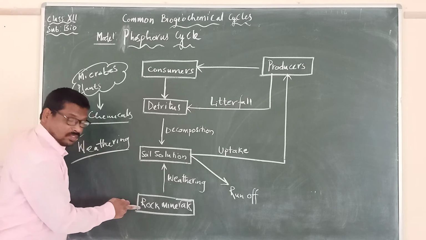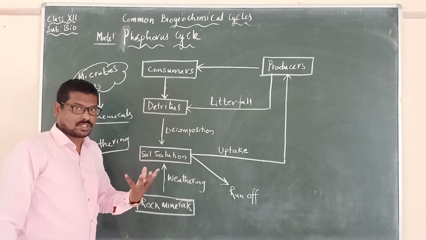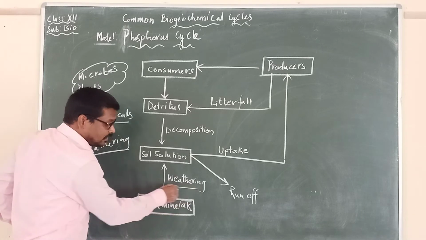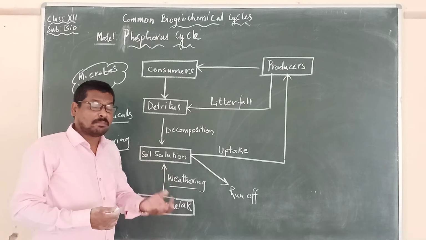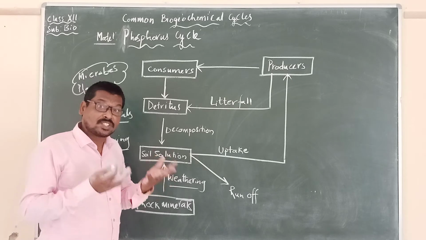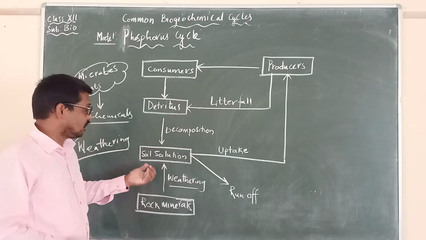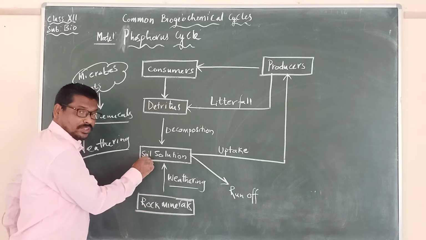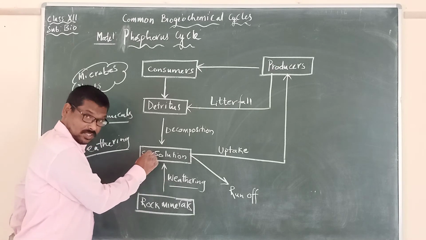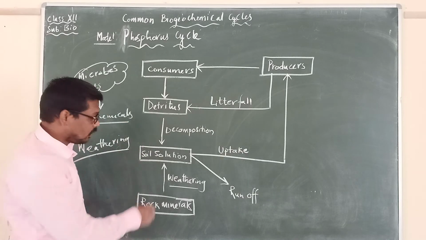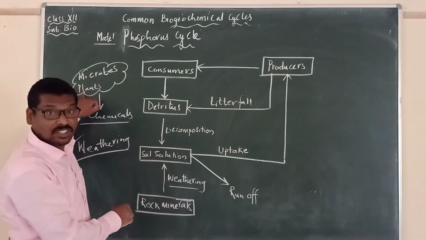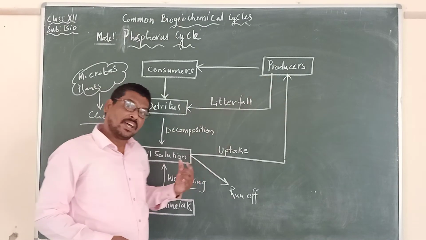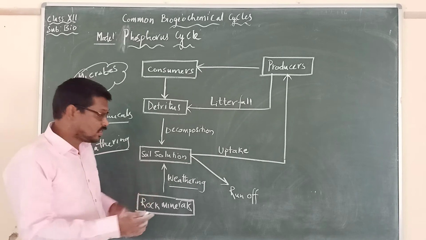Now the rock minerals, meaning rocks which are rich in phosphorus, undergo a process called weathering. Because of weathering, the major component that is formed is the soil, which is now rich in phosphate or phosphorus. Because of weathering of the rocks, the soil solution contains the phosphate. But because of the action of the producers, meaning plants, the insoluble phosphate is converted into dissolved phosphate.